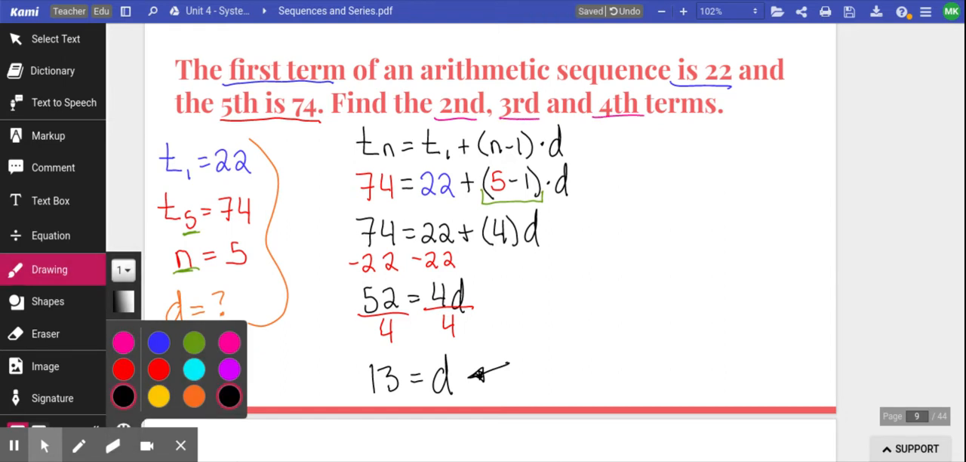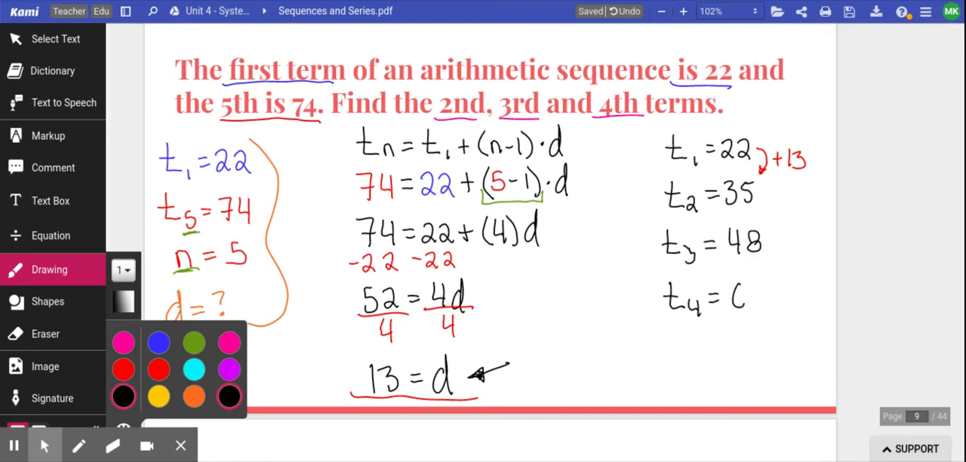There's different ways to do it. All I'm going to do is say T of 1 is 22. T of 2 would then equal plus 13, which would be 35, right? Because I just found that the difference is plus 13. That means T of 3 is 48. T of 4 is 61. I know that because all I'm doing every time is adding that difference that I just found. Awesome.